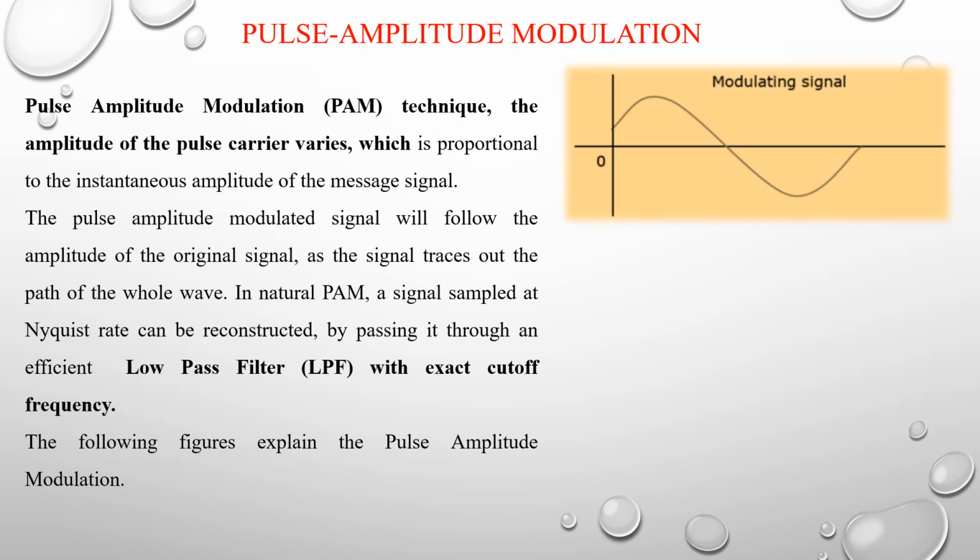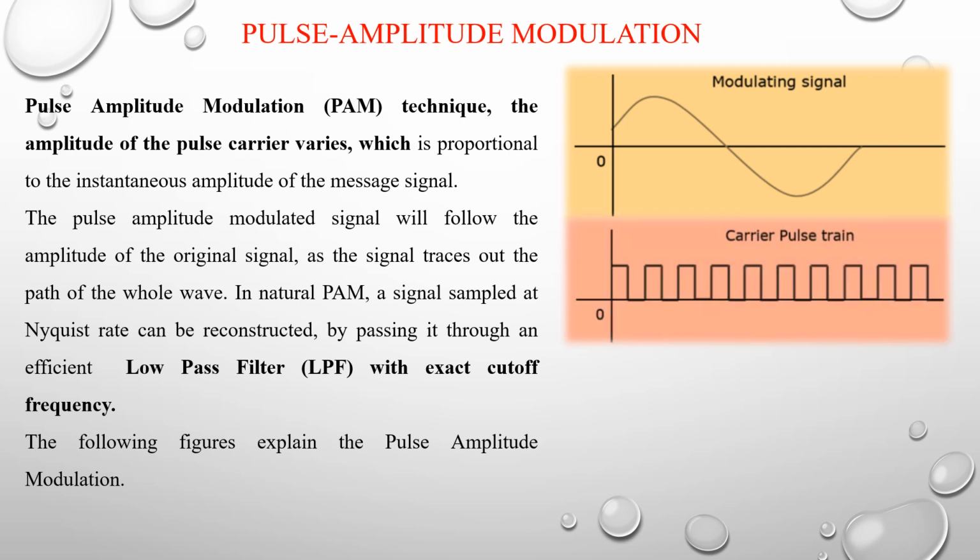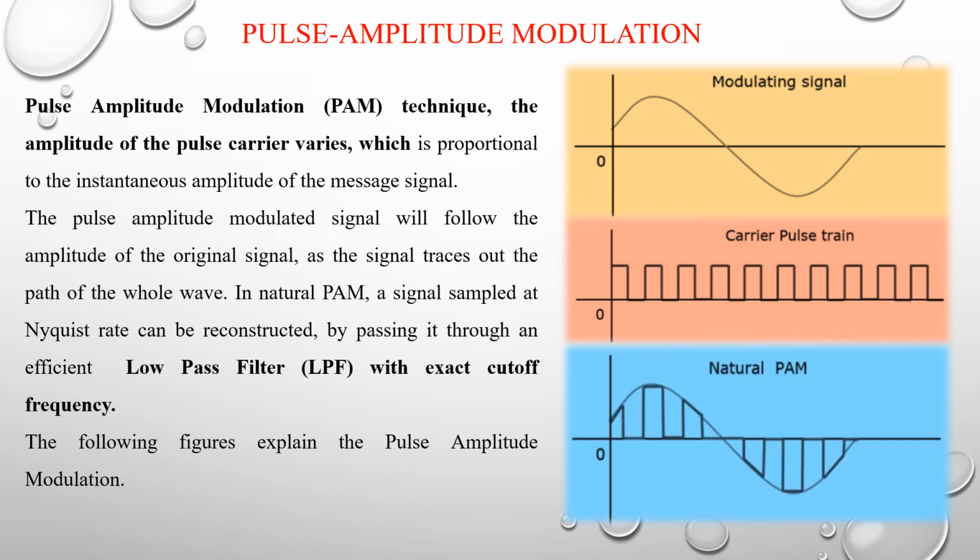Let's consider one modulating signal. This modulating signal is continuously varying with respect to time t, and this is the carrier signal. The carrier signal is a rectangular pulse train. So in pulse amplitude modulation, the rectangular pulse train is multiplied with the modulating signal, and this is the resulting output. So this is the pulse amplitude modulated signal.